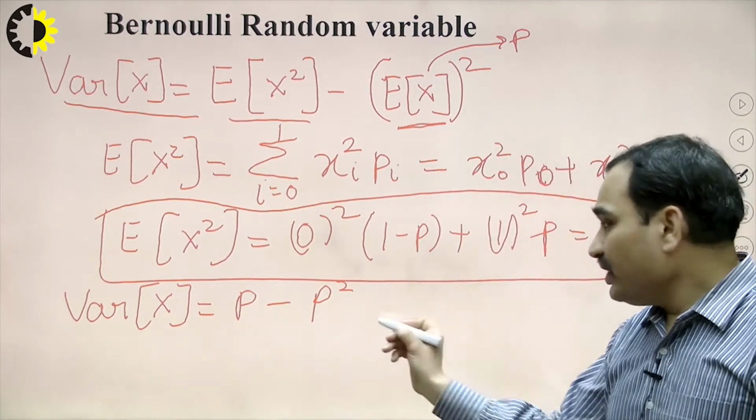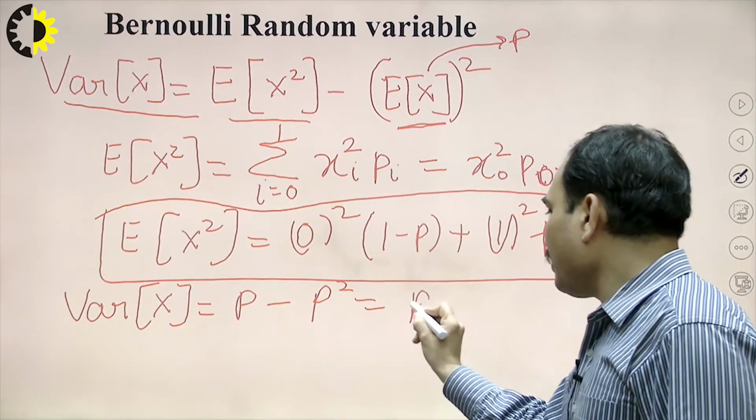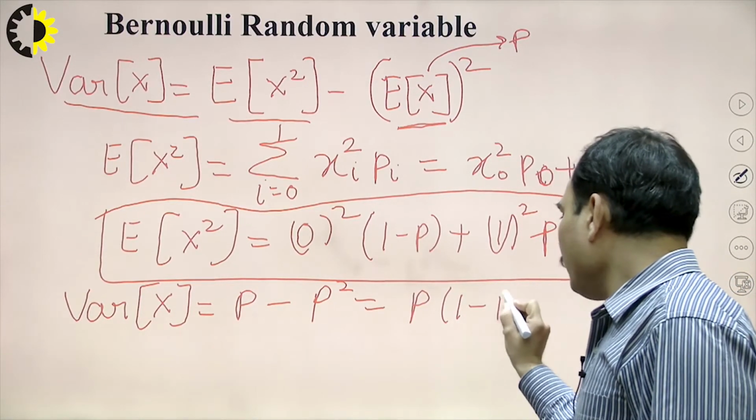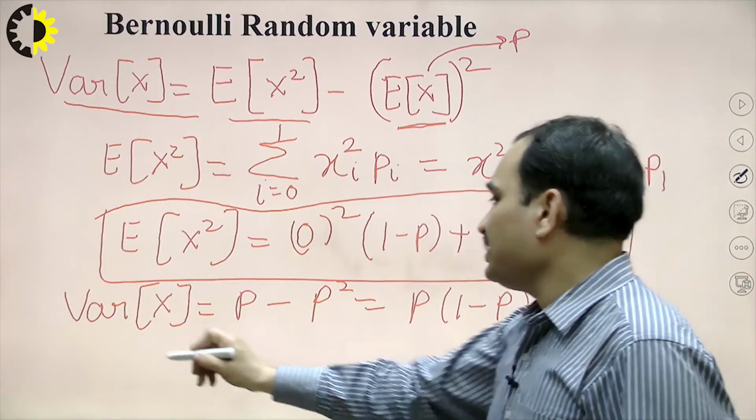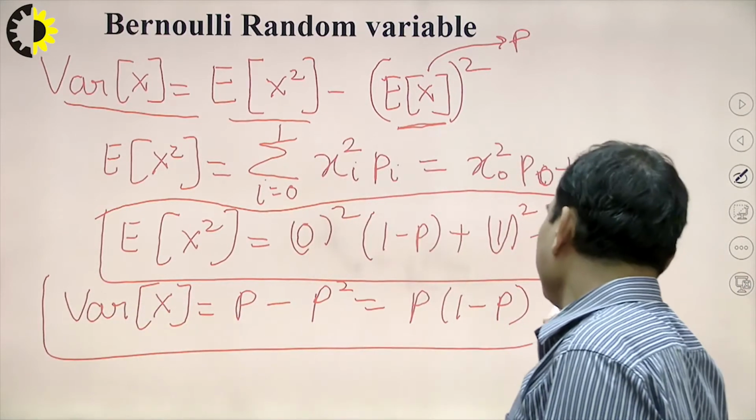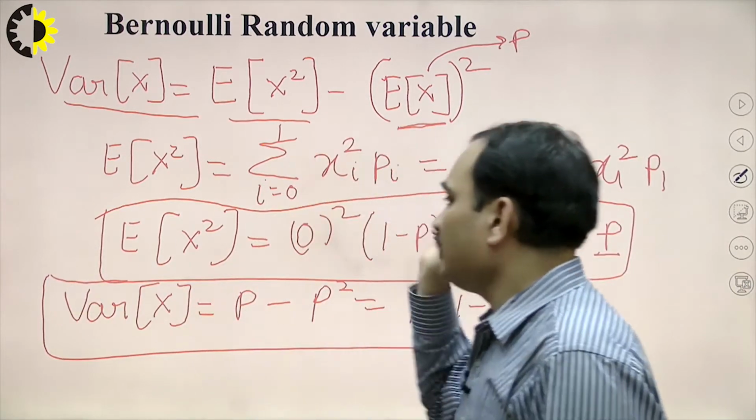Now we can take p common and we can write it as p times 1 minus p. So this is the variance for the Bernoulli random variable. Okay.